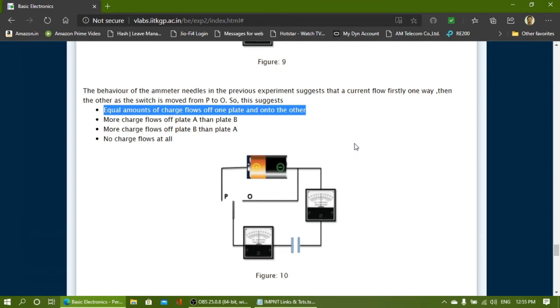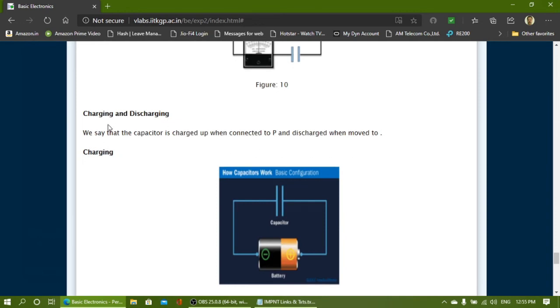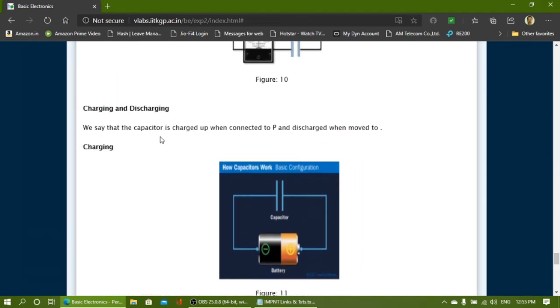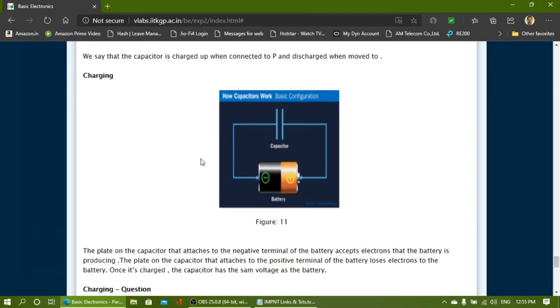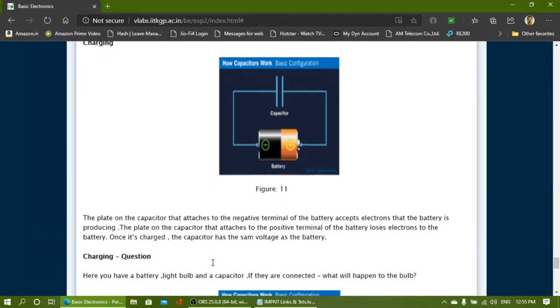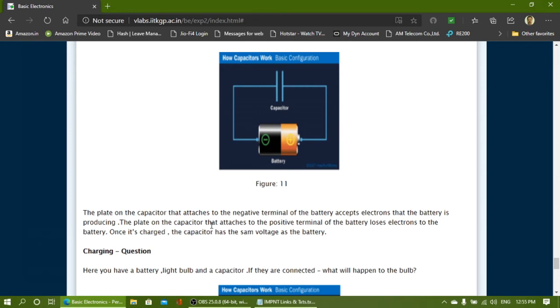When you connect a capacitor with a source in series, this is another illustration of charging and discharging. We say that the capacitor is charged up when connected to P and discharged when connected to 0. This is the charging scenario. The plate of the capacitor attached to the negative terminal of the battery accepts the electrons that the battery is producing, and they have illustrated both the conditions.